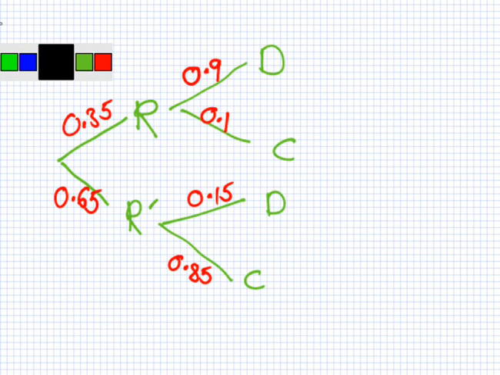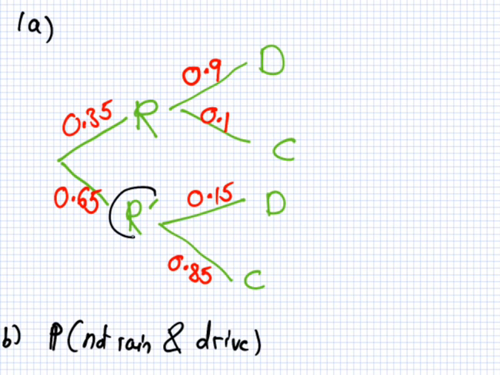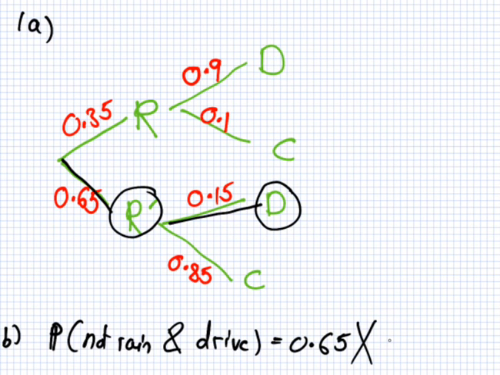Question part A is to draw the tree. Yeah. Part B is what is the probability that it does not rain and he drives. So look, not rain is here and drive is here. So he goes this way on the tree. You see? So that will be 0.65 multiply 0.15.